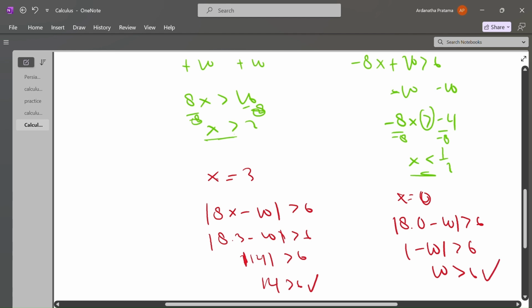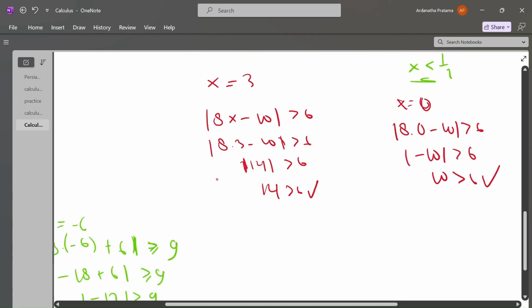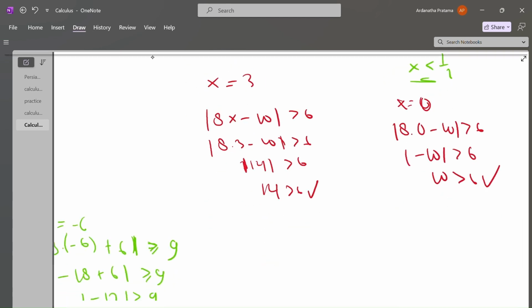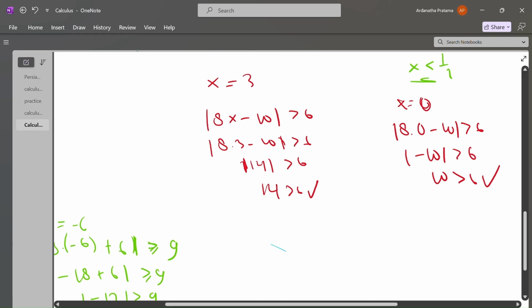Okay, so we got the solution for the second problem: x is greater than 2 and x is less than a half.